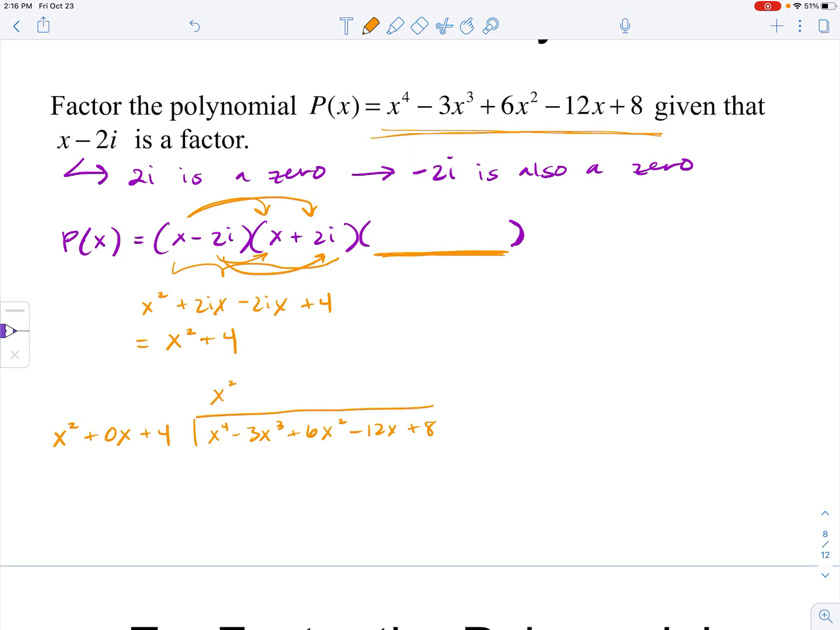Okay, so we go what times x squared would give us x to the fourth, that's x squared. We multiply, so we get x to the fourth plus 0x cubed plus 4x squared, and we subtract. So minus 3x cubed plus 2x squared, and I'll bring the minus 12x down. And I go, okay, well, what times x squared would give me negative 3x cubed? That's going to be negative 3x.